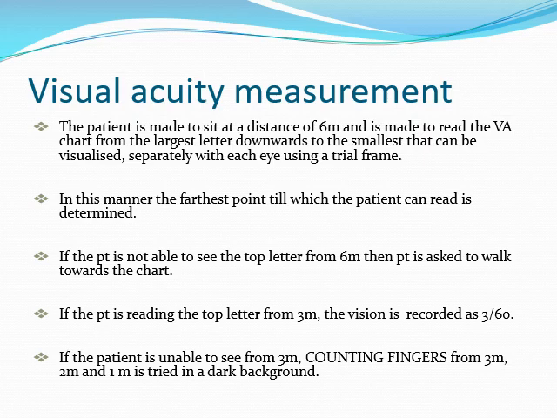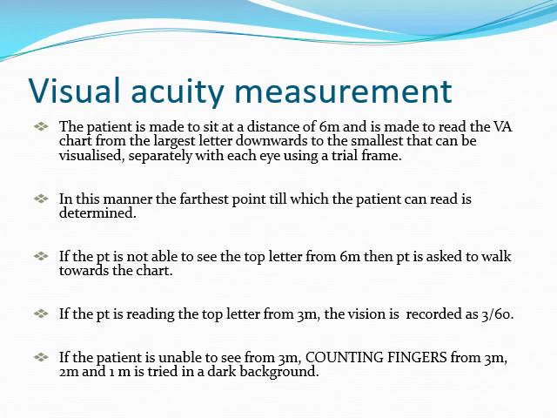Visual acuity measurement. The patient is made to sit at a distance of 6 meters and is made to read the visual acuity chart from the largest letter downwards to the smallest that can be visualized separately with each eye using a trial frame. In this manner, the farthest point in which the patient can read is determined. If the patient is not able to see the top letter from 6 meters, then the patient is asked to walk towards the chart. That is, if the patient is reading the top letter from 3 meters, the vision is recorded as 3/60.